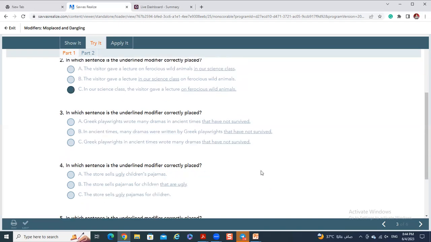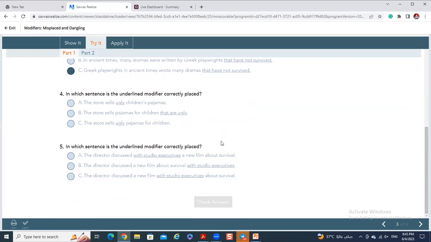Streamer Adam, number three. Greek playwrights wrote many dramas in ancient times that have not survived. In ancient times, many dramas were written by Greek playwrights that have not survived. Greek playwrights in ancient time wrote many dramas that have not survived. Which one is right? Let's find out at the end. So now you said that the dramas have not survived. Let's find out now. Engineer Taha, which one is right?